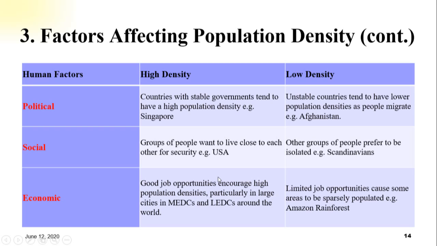Social: groups of people want to live close to each other for security. Example, USA. The USA is a secure country that all people want to live in. Other groups of people prefer to be isolated. In low density, the other groups of people want to be isolated. I mean, they want to live far away from other people.